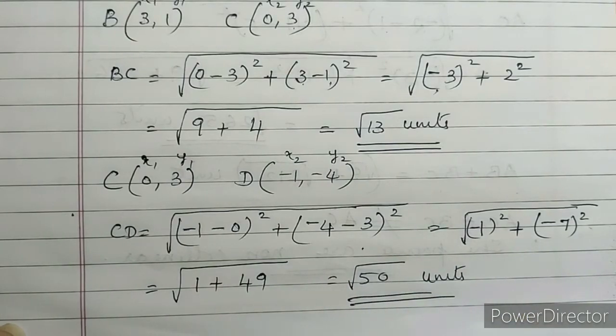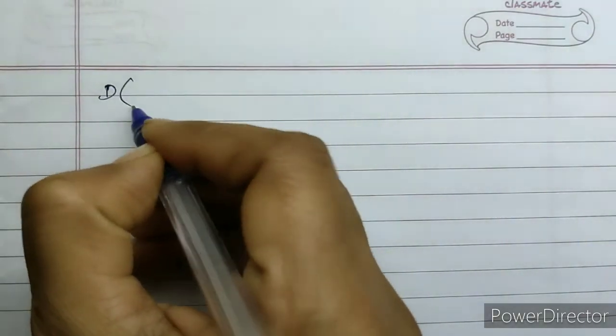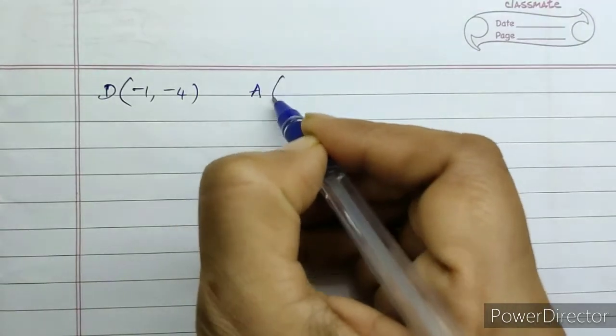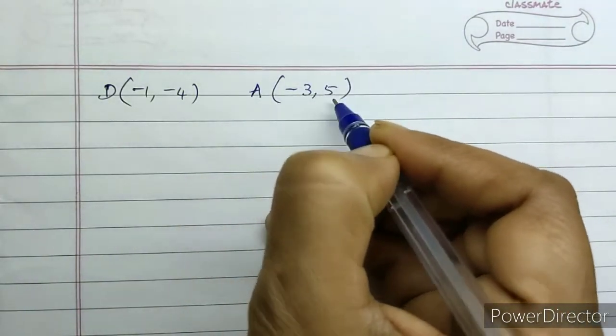So third side is also different. Third side also you got. So first side was root of 52 units, second one root of 13 units, and third one root of 50 units. Now fourth side you have to see. Fourth side is DA. D, how much? Minus 1, minus 4, and A is minus 3, 5.